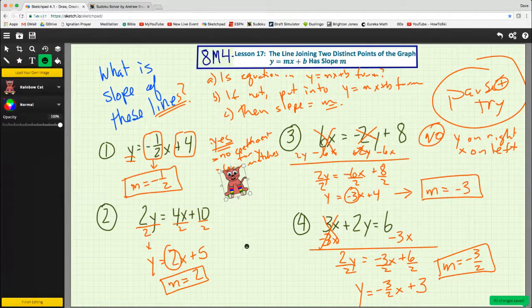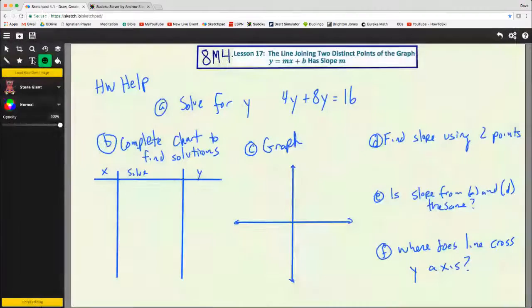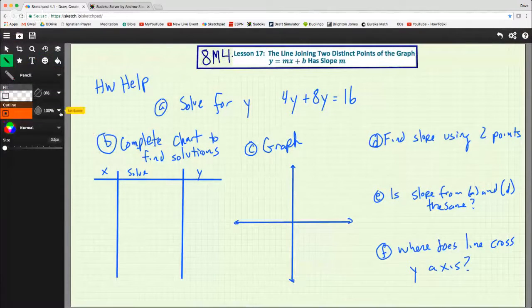Let's lay down some happy cats. Good work. And now we're going to get on to our homework help, and this is what your homework is going to look like. It's going to look like this for 3 or 4 problems.